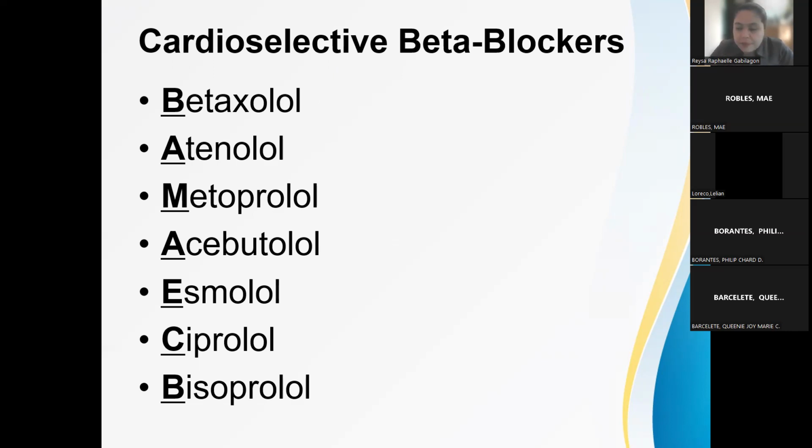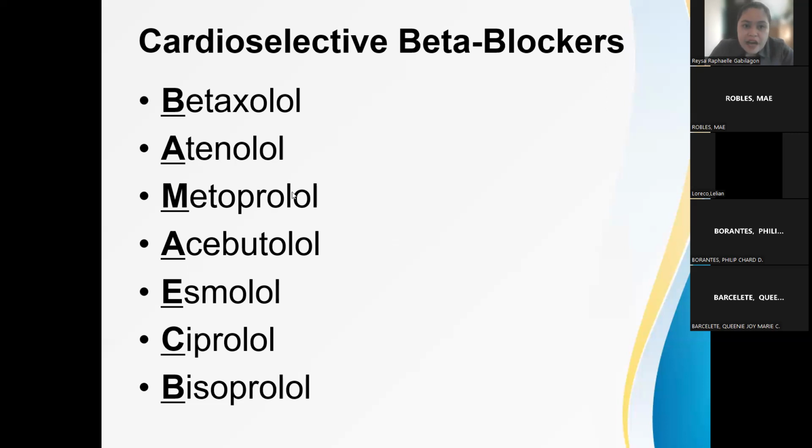So, I use this mnemonics in remembering the beta blockers that are cardio-selective. BAMA-ECB. Minsan it's BIM. BIM lang. Hindi nila sinasali si ciprolol. Pero pwede din yun namang gamitin itong mnemonics neto. So we have betaxolol, atenolol, metoprolol, acebutolol, esmolol, ciprolol, and bisoprolol. Okay?